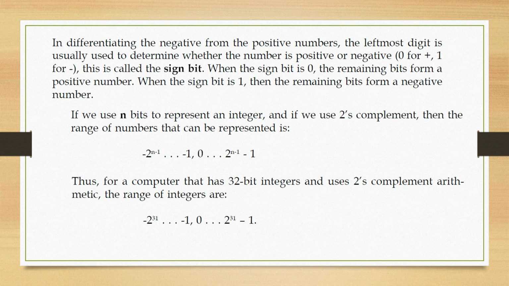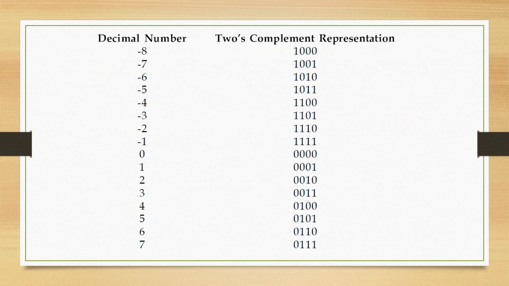In differentiating the negative from positive numbers, the leftmost digit determines whether the number is positive or negative. If it's a 0, it is a positive sign bit, and if it's a 1, it's a negative sign bit. So if we use n bits to represent an integer, and if we use 2's complement, we are going to use this range of numbers that can be represented by this equation. So if our n is 4, then we can have from -8 to 7 in the 2's complement representation.